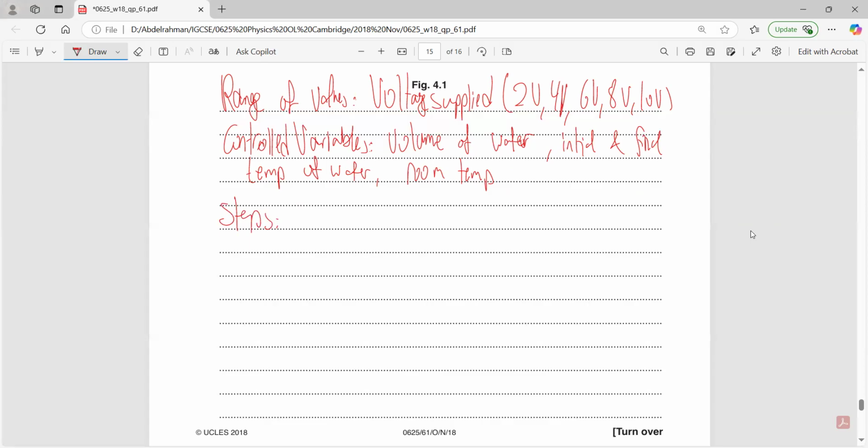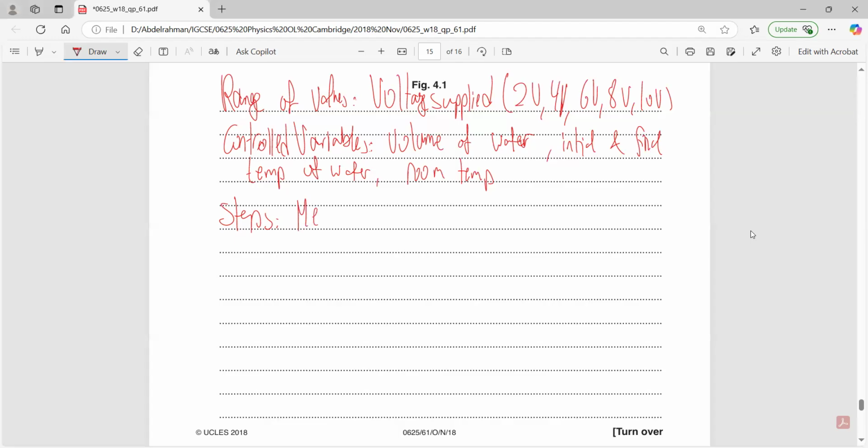What are your steps? Well, first of all, we can add the same volume of water, and then we will measure the voltage from the voltmeter and measure the current from the ammeter, and calculate the power using the equation P equals VI.